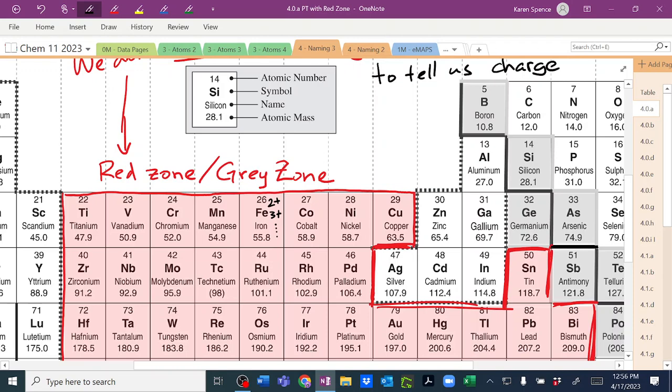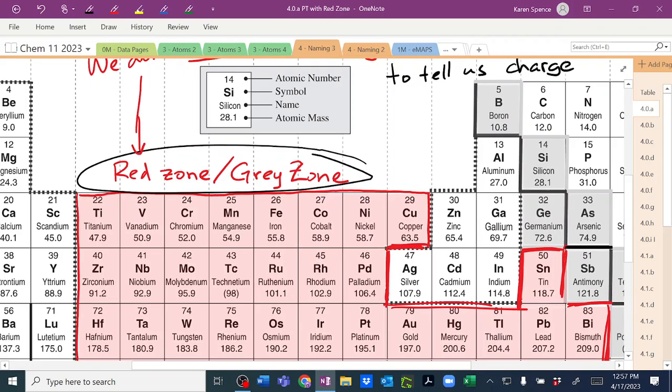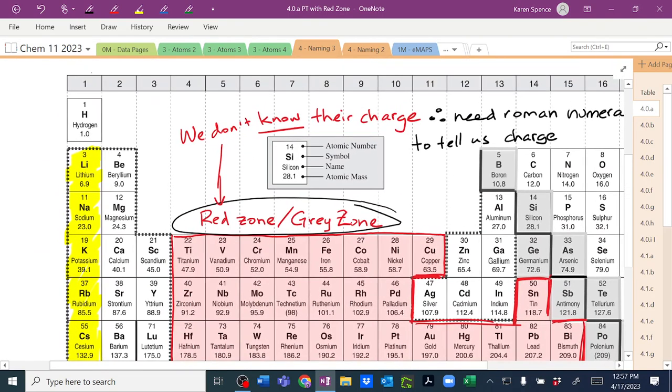There's actually a few others. Those are just the two most common ones. And if you say iron chloride, I'll be like, what iron chloride? Is it iron 2 chloride or is it iron 3 chloride? Because there's two different versions. So when there's more than one version, which is the ones in the red zone or the gray zone, that's when you put in a Roman numeral. When there's only one version of the ion, you do not use a Roman numeral.